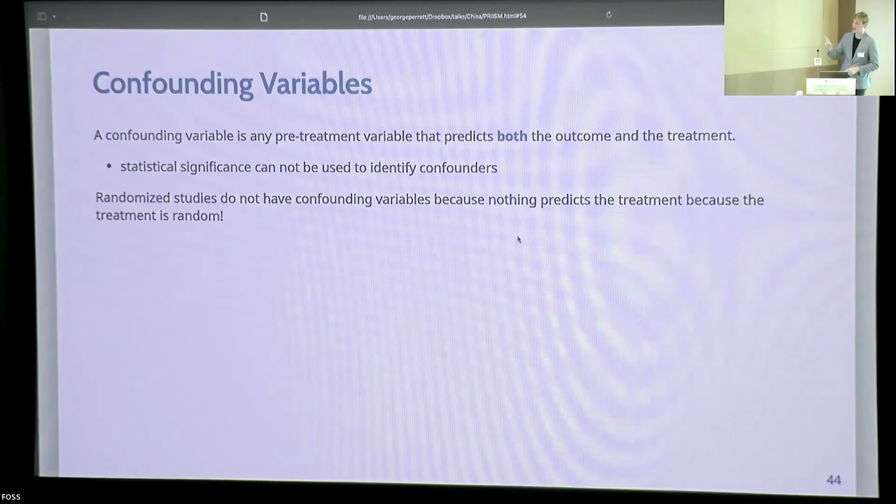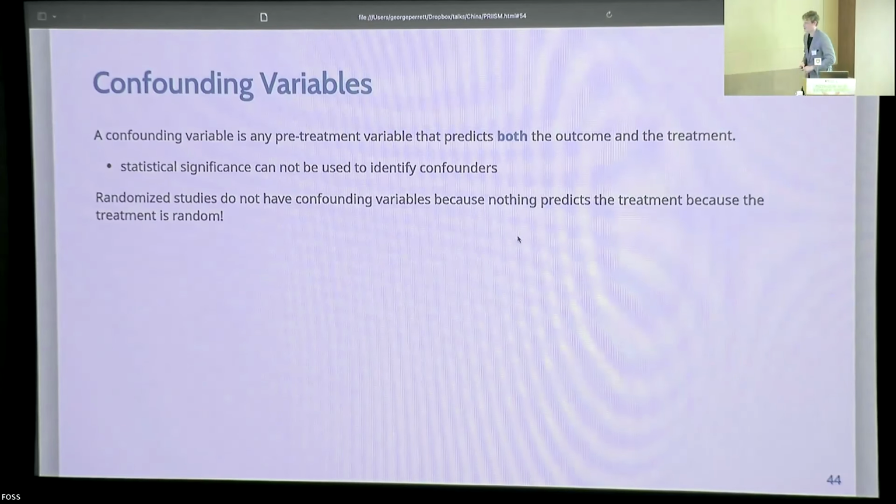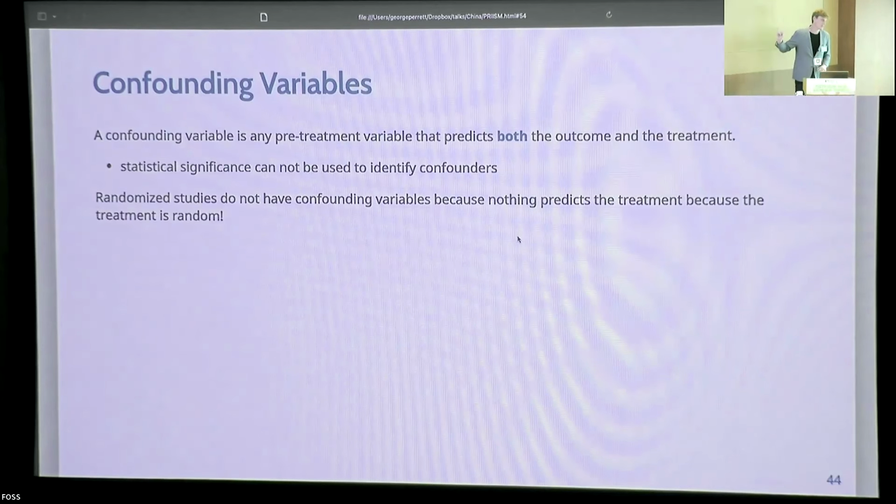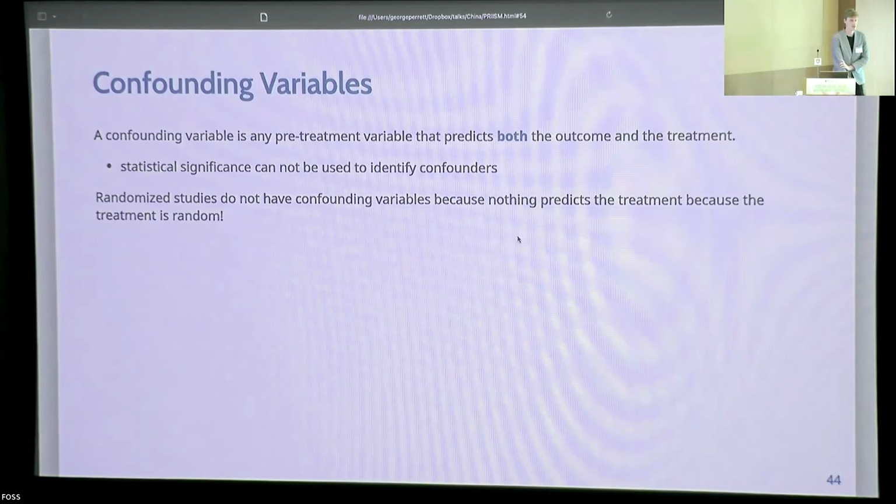I also want to point out that statistical significance tests should not be used to identify confounders. Just because there's no statistically significant difference in a covariate between the treatment and the control does not mean that it's not a confounder. There's been a lot of work that suggested that. So keep that in mind.